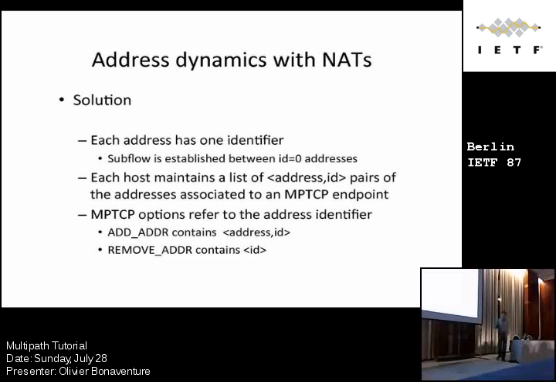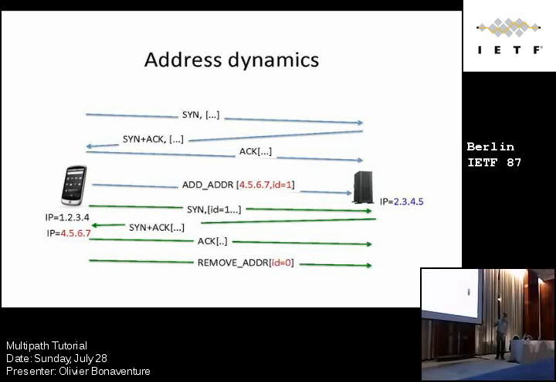And we solve this issue by using one identifier per address. When we do an add address to announce an address, we specify the IP address and the identifier of the address. And when we remove an address, we just specify the identifier of the address which is removed. When we open a subflow, the first subflow is by definition established between the addresses whose identifiers are 0. Then I can add an address with identifier 1. I open the subflow, and when I open the subflow, I specify the identifier of the corresponding address.